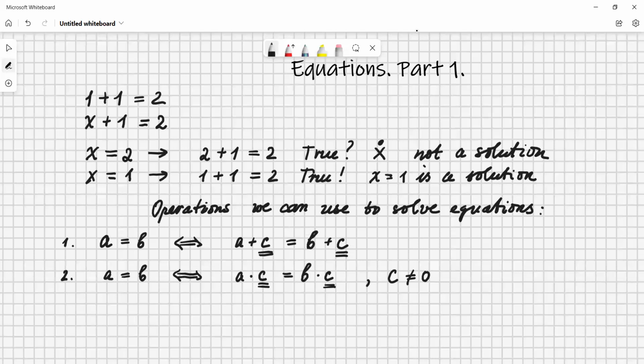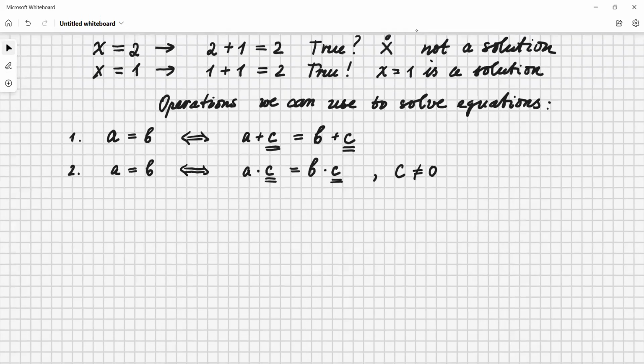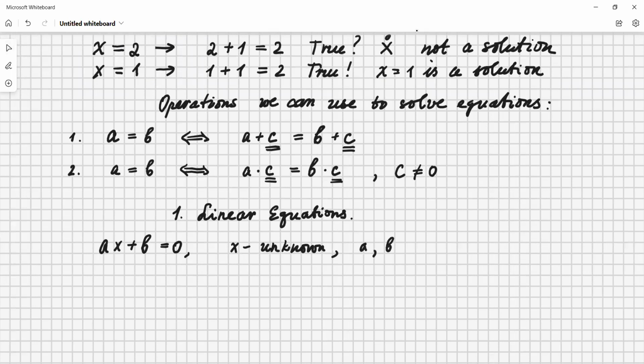Okay, so we're going to start considering linear equations. Let me scroll it a little bit up. And number 1, linear equations. Usually, guys, linear equations can be brought to the form ax plus b equals 0, where x is unknown and a and b are just real numbers.